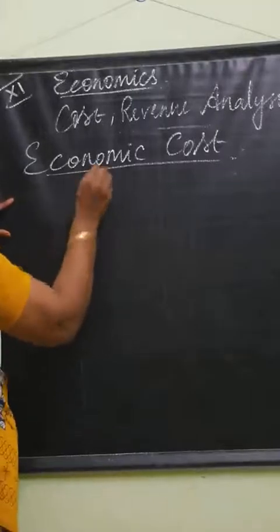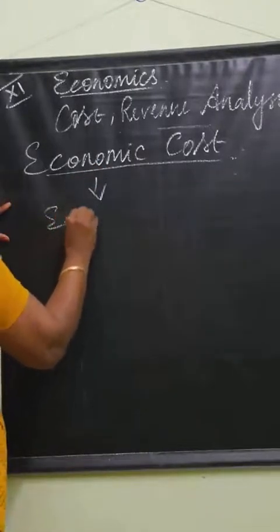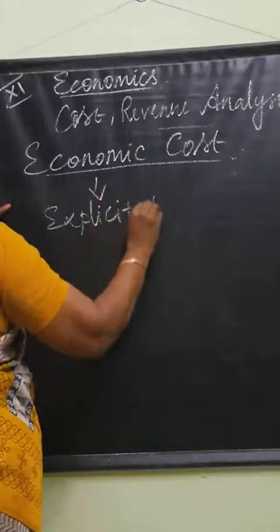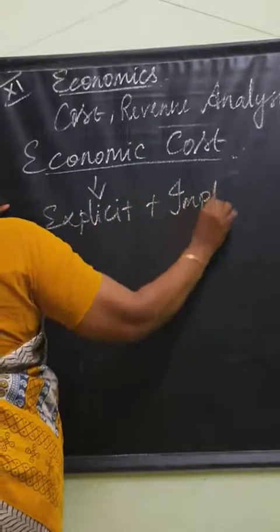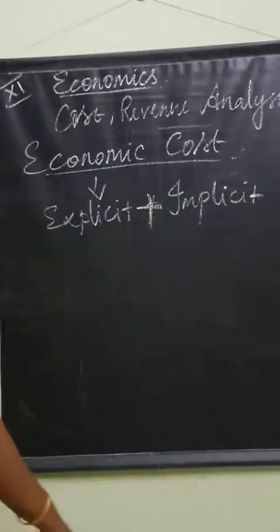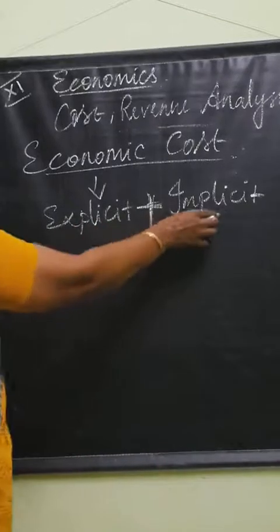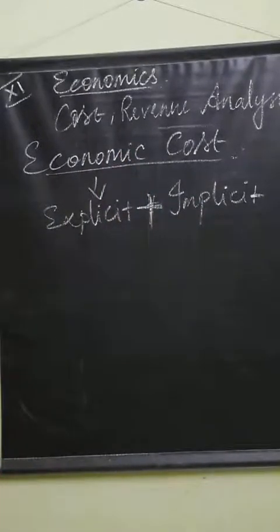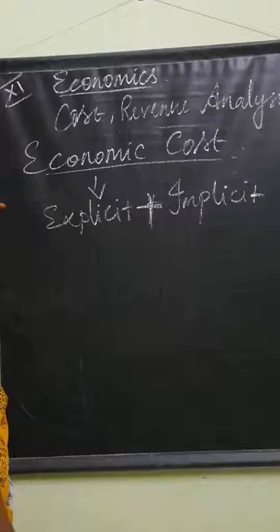In short method, it is the summation of explicit and implicit cost. If you add the explicit and implicit cost, you will get the economic cost. Do you understand, girls? So it should be relevant to calculate the normal profit. So economic cost is equal to explicit cost plus implicit cost.